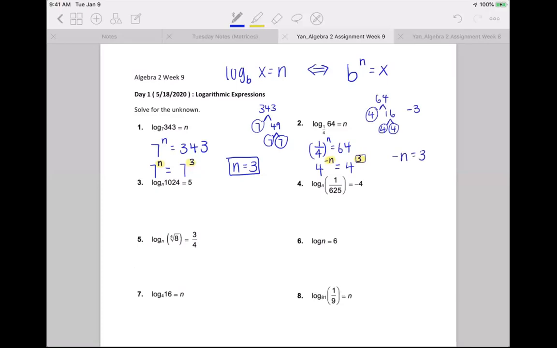And looks like we have to solve for n a little bit by dividing by -1 on both sides, so I know n equals -3. Okay.